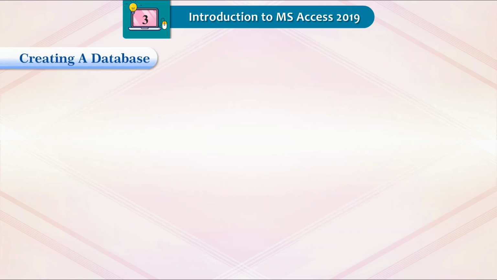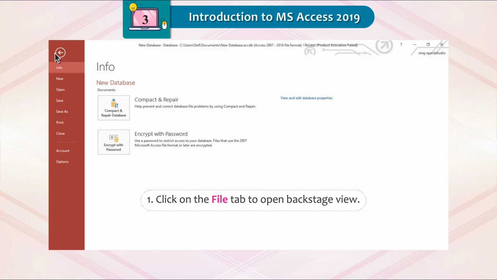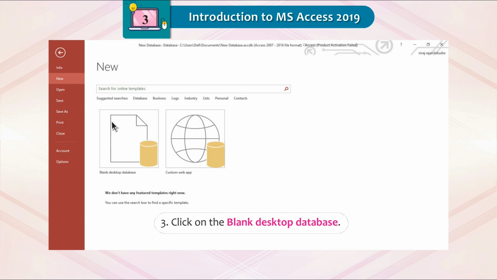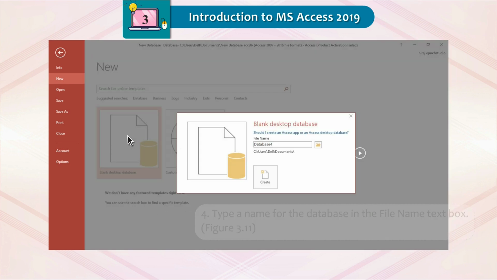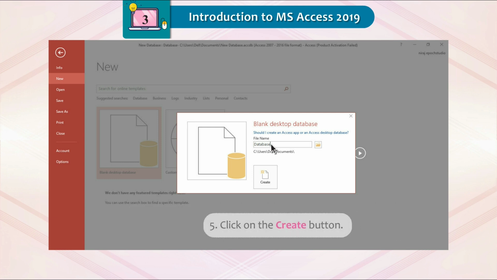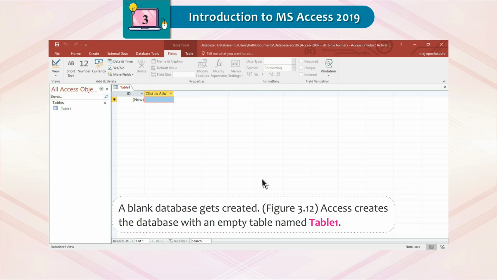Creating a database. To create a blank database in Access, follow these steps. Click on the File tab to open Backstage View. Click on the New option, Figure 3.10. Click on the blank desktop database. Type a name for the database in the file name text box, Figure 3.11. Click on the Create button. A blank database gets created, Figure 3.12.